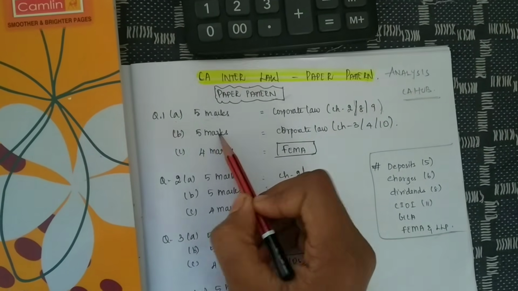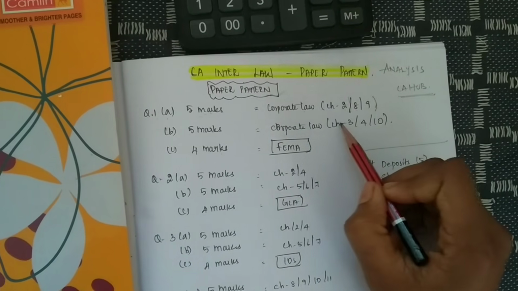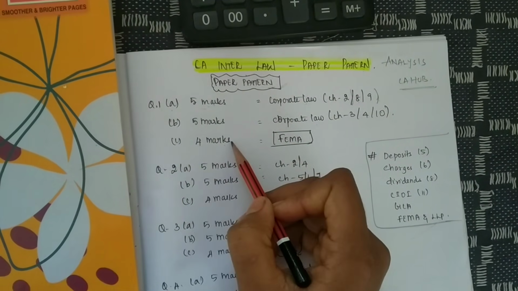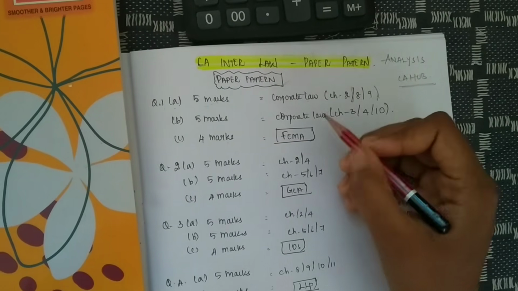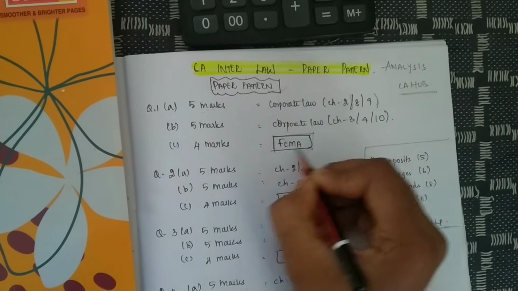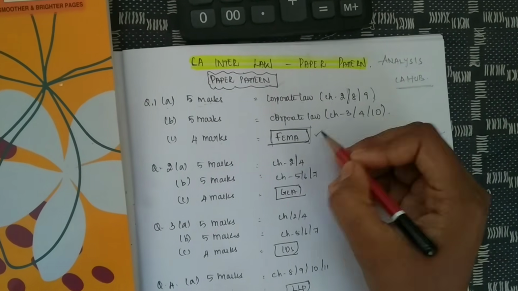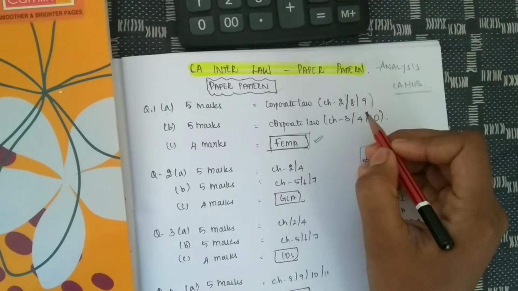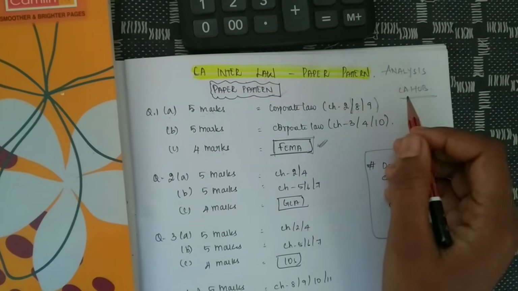Question 1B, which is 5 marks, that is also a corporate law. That is chapter 3, chapter 4 and chapter 10. Question number 1C, which comes for 4 marks, it is a fixed question. So whichever the box that I made here, it is a fixed question. Every time the paper comes with 1C, which comes with FEMA only. So here also it comes with FEMA only.